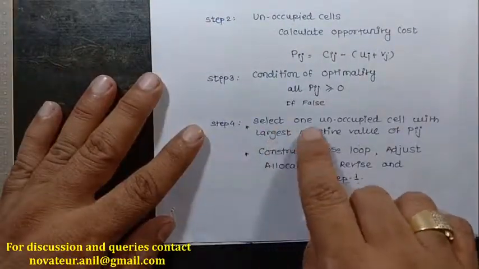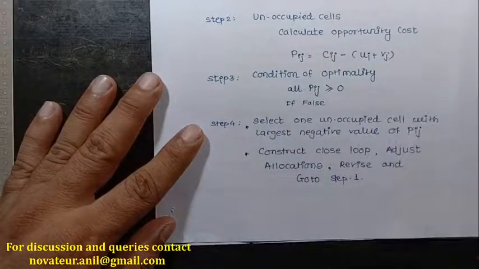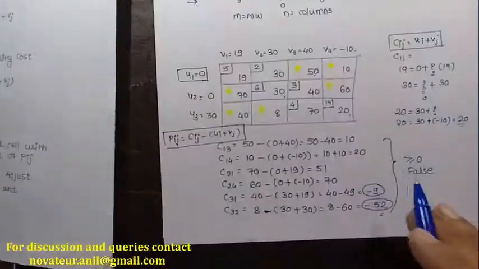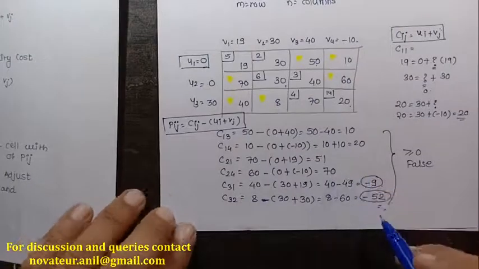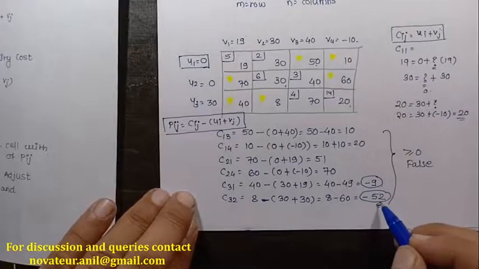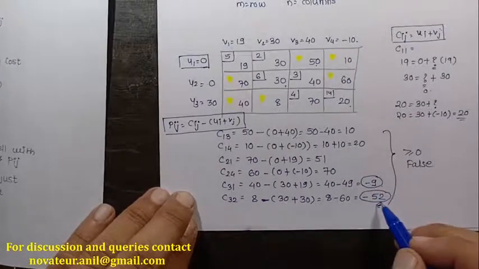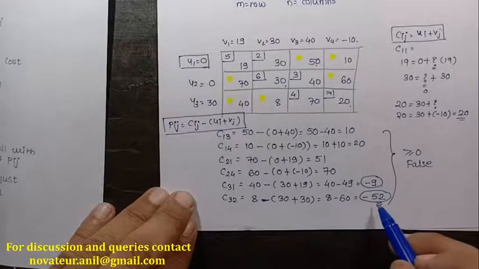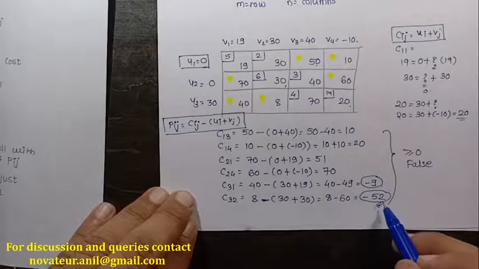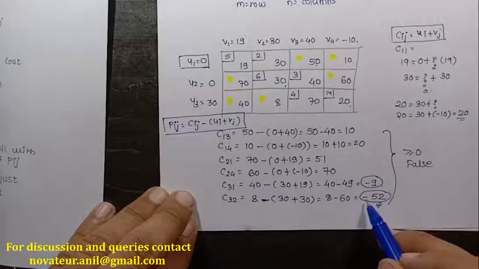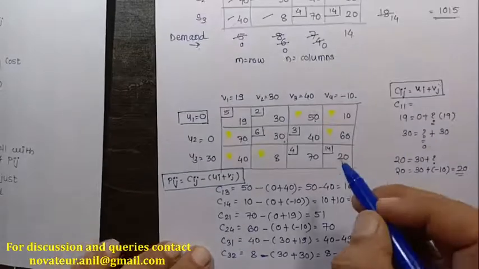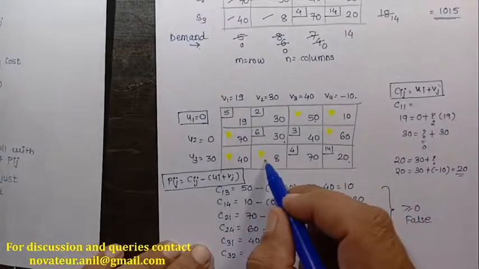Select one unoccupied cell with the largest negative value of Pij. Here the largest negative value of Pij is minus 52, between minus 9 and minus 52. Don't go by the scale, just go with the number with the highest negative value. So this cell is cell 32.